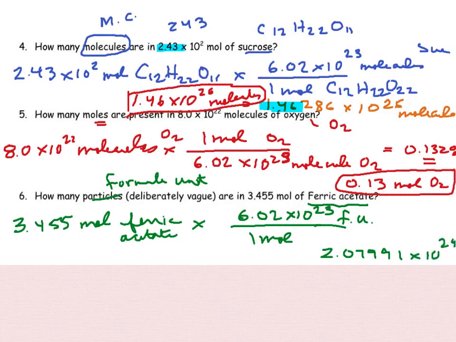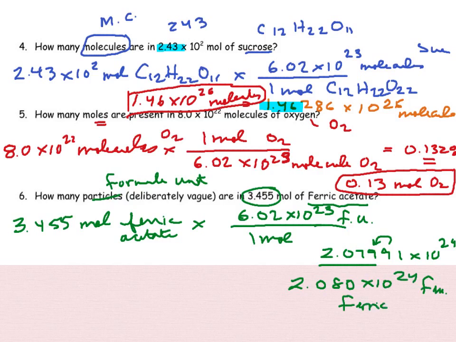Now my final answer can have 4 significant digits. So I'm going to look, that 9 is going to round that up. So 79 is going to become an 80. 2.080 times 10 to the 24th formula units of ferric acetate. And that is your final answer for number 6.